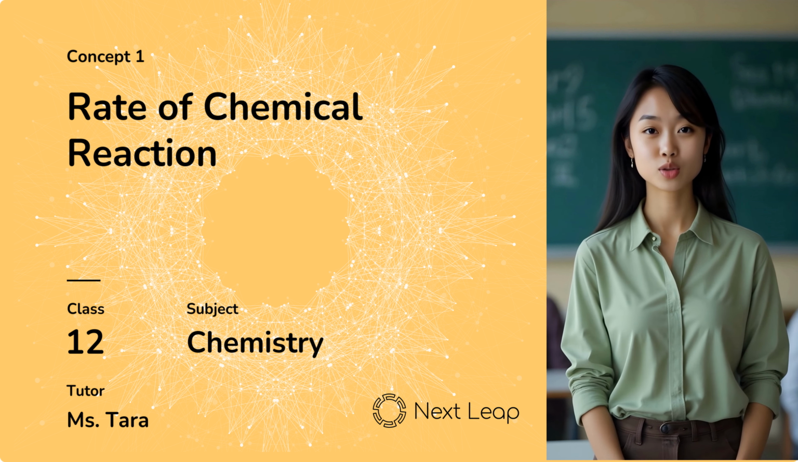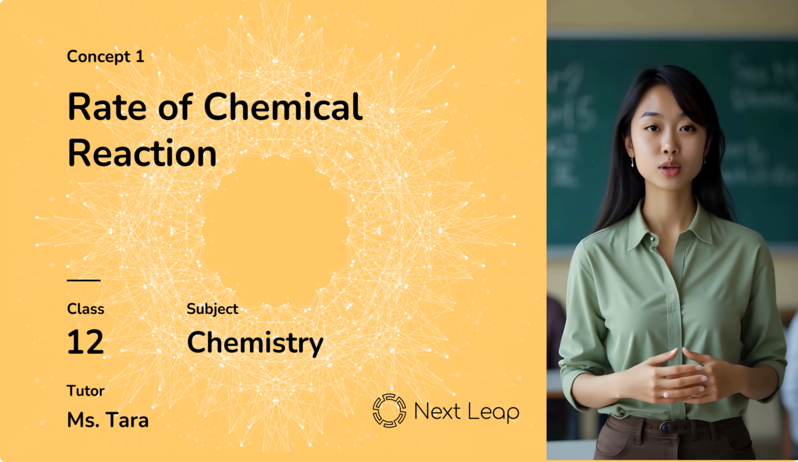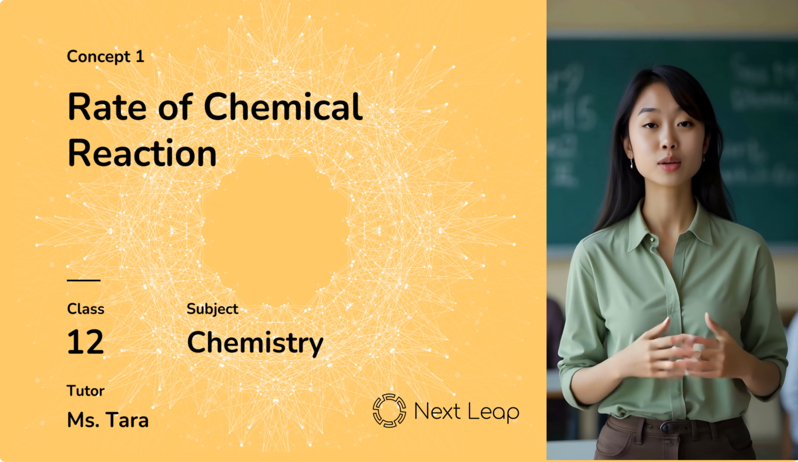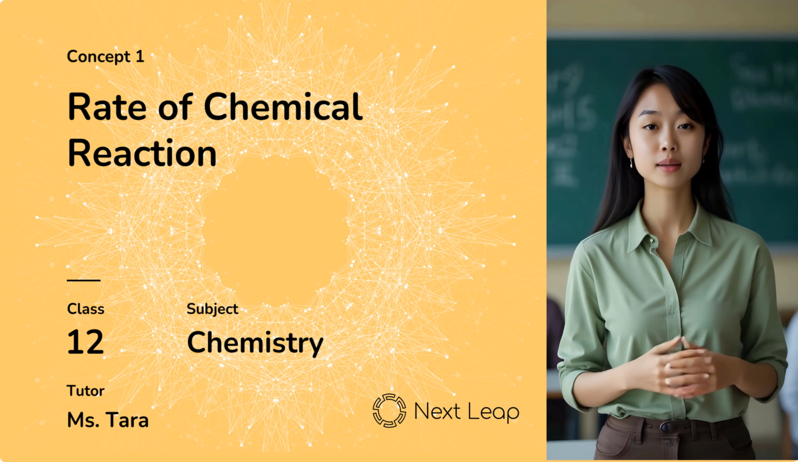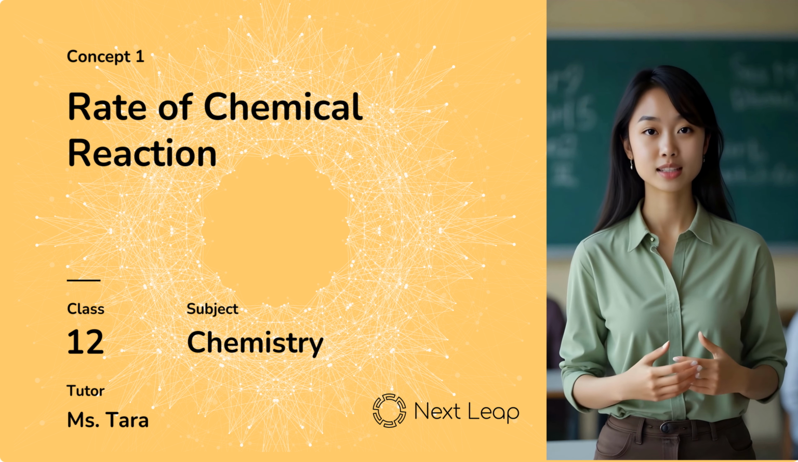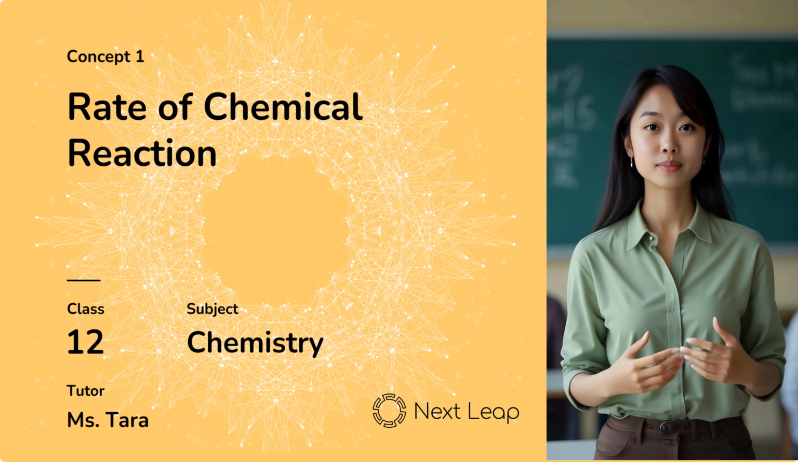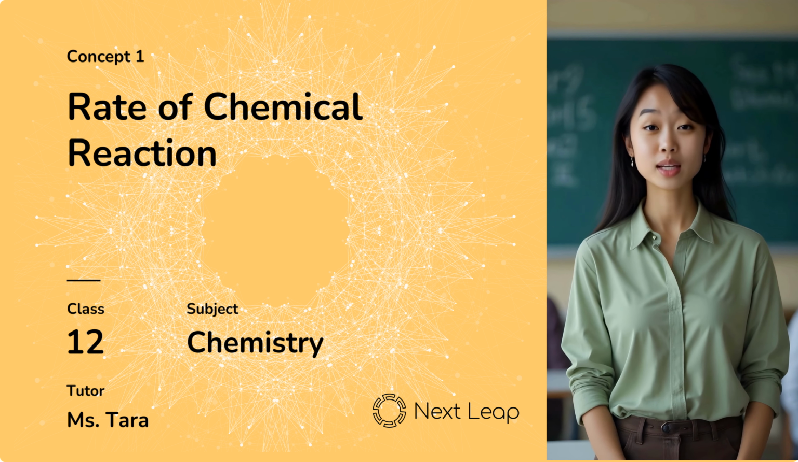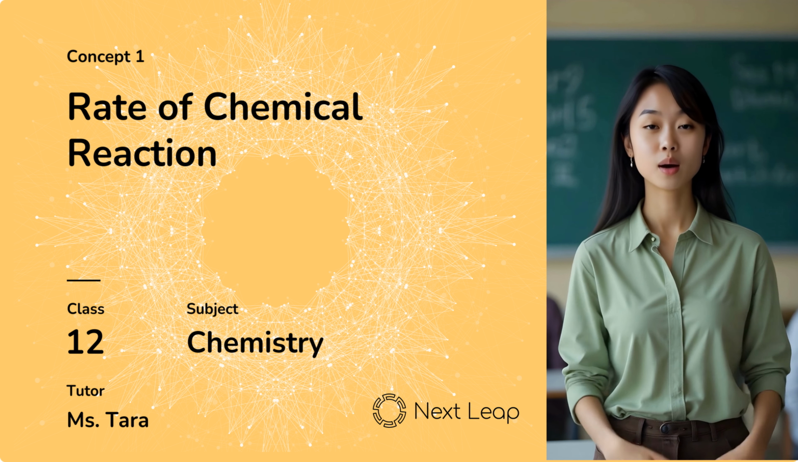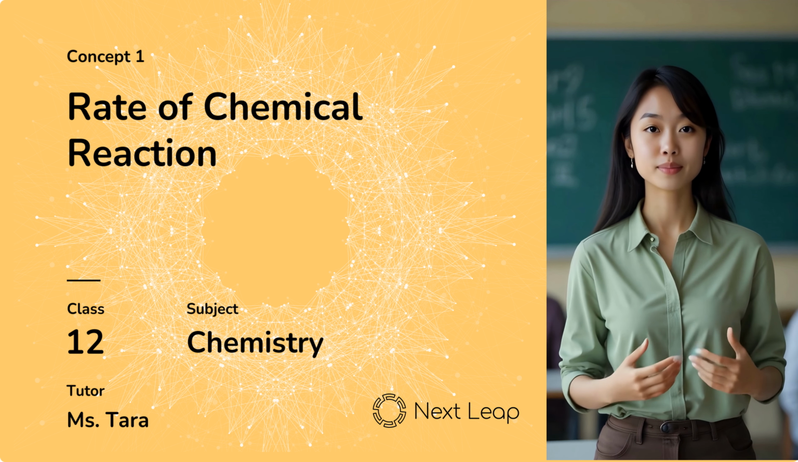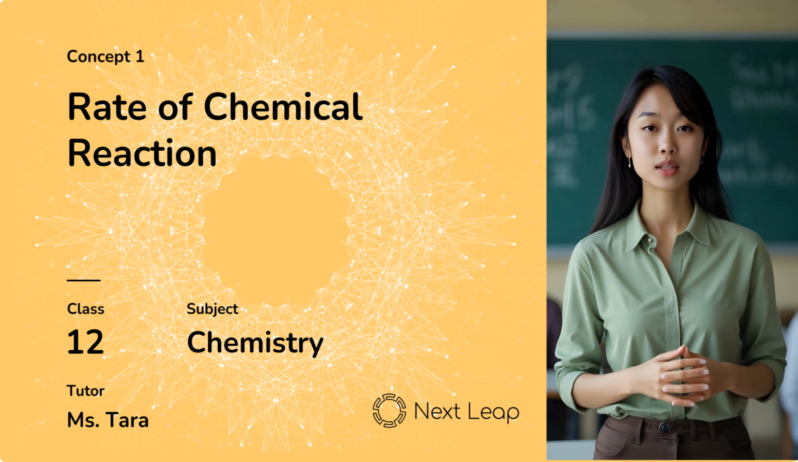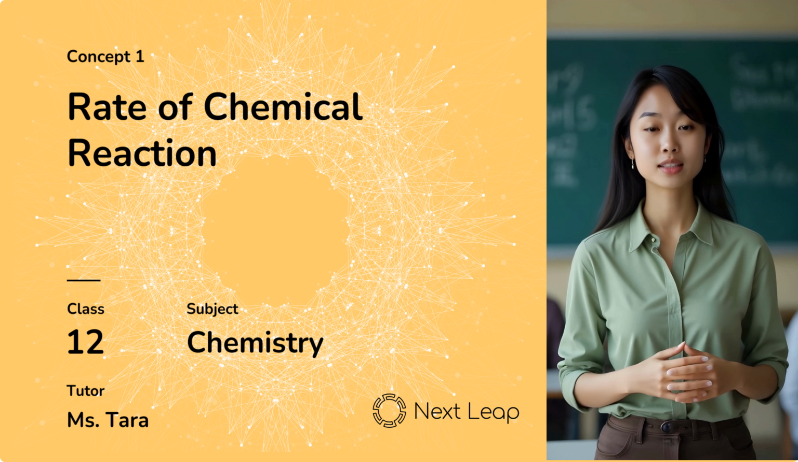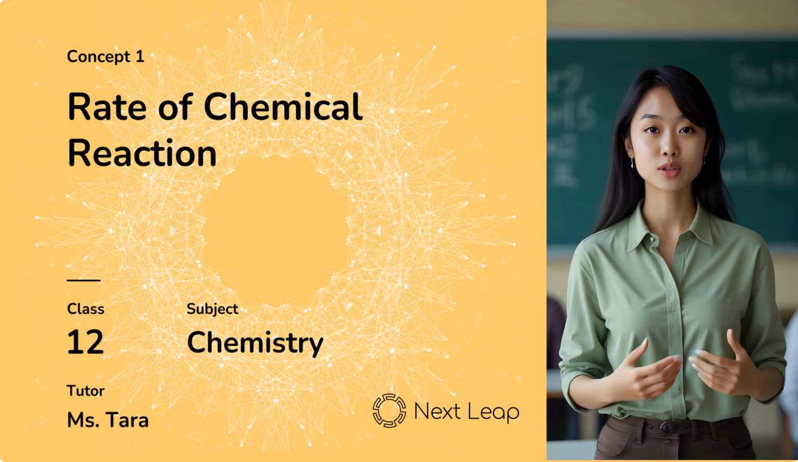The unit for this is usually mole per liter per second, that is, mol L⁻¹ s⁻¹. Let's take a classic reaction. Hydrogen gas reacts with iodine gas to form hydrogen iodide. That's written as H2 gas plus I2 gas gives 2HI gas. The rate could be measured by how quickly the concentration of HI increases or how quickly H2 and I2 decrease. As you can see in the graph, reactant concentrations drop while product concentrations rise. This simple plot hides a lot of powerful chemistry.